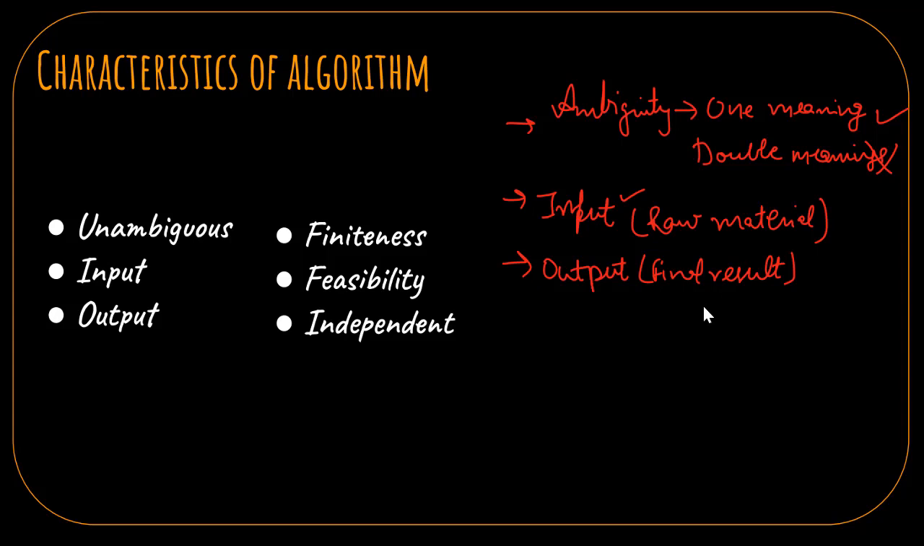And why are we concerned with the problem? Because at the end we want an end product, and that is going to be the output. If the algorithm is not giving the output, what will be the use of that algorithm? So a good algorithm should have output at the end of its steps.